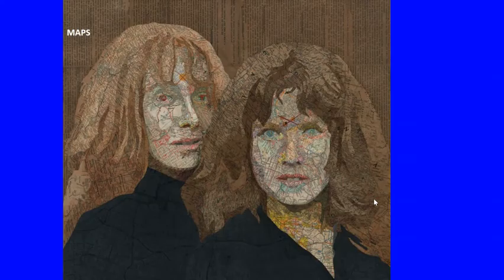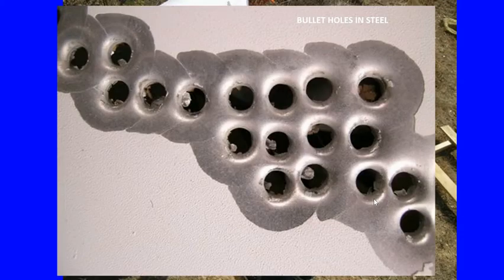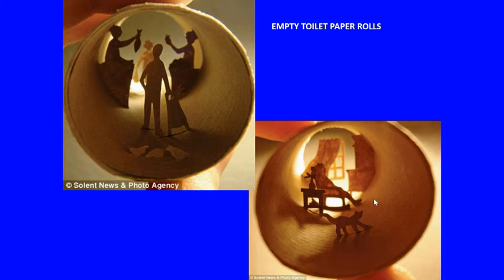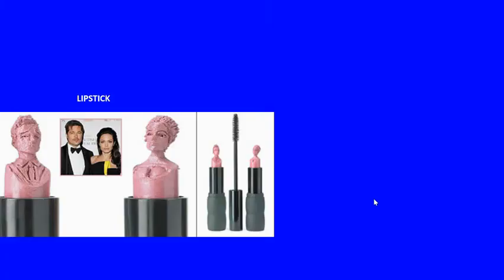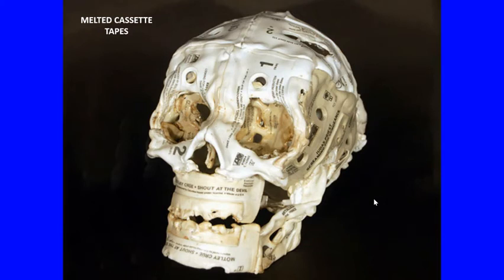Somebody made portraits with maps, and this guy shoots holes into a piece of metal, and then it creates art. So bullet holes in steel is a way to make art. Somebody takes empty toilet paper rolls and makes images inside of them, little stories. You can carve lipstick. You can make art with coffee, like the coffee stains the paper and makes it go brown. This guy melted cassette tapes and formed them into a skull.